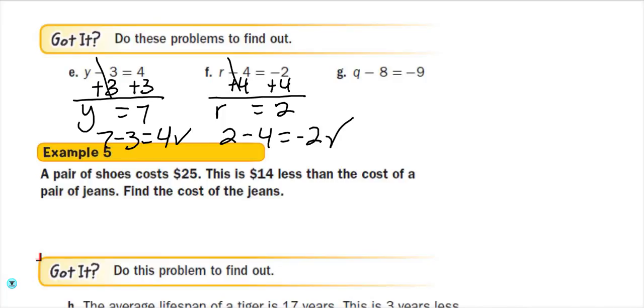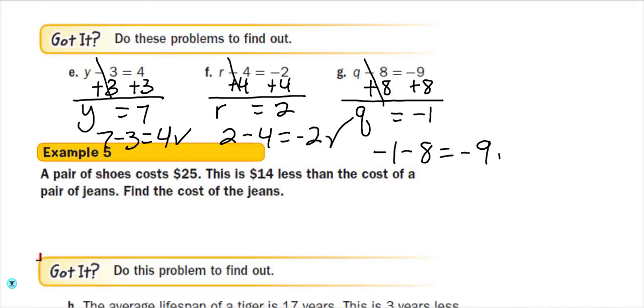All right, letter G. We have Q minus 9 equals negative 8. Or sorry, Q minus 8 equals negative 9. I'll get it right here in a minute. Okay, so since we're subtracting 8, we're going to add 8 on both sides. Okay, that's going to give me Q, and then those have canceled. I have negative 9 plus 8, or positive 8, and that's going to give us negative 1. So negative 1 minus 8 equals negative 9. Yes, that's true. If I owe someone $1 and I borrow $8 more from them, now I owe them $9.